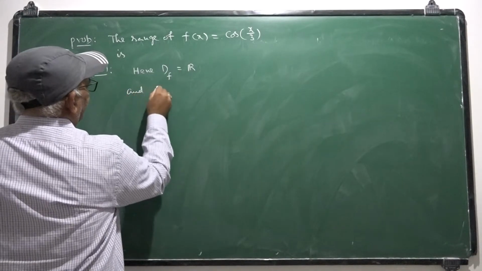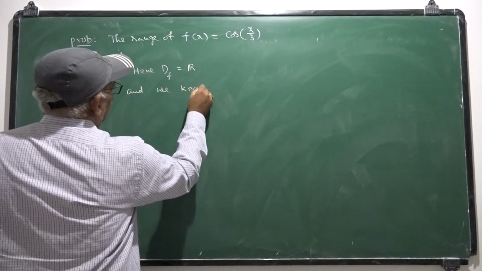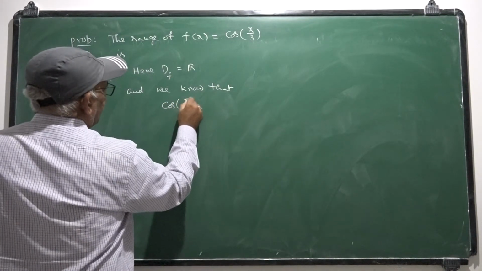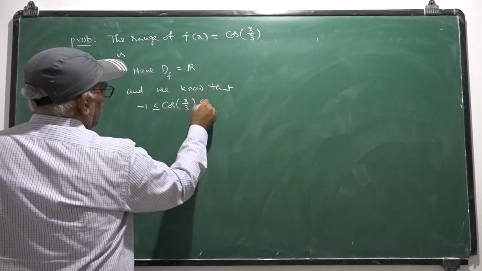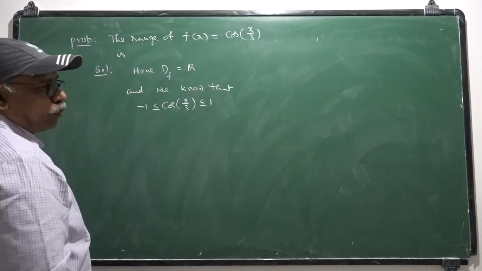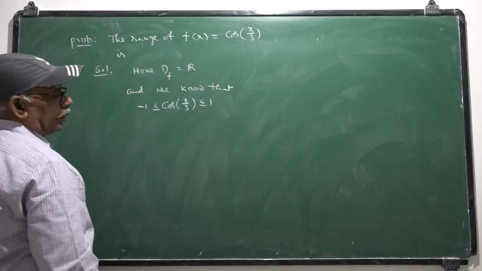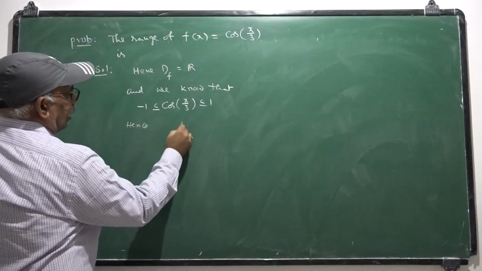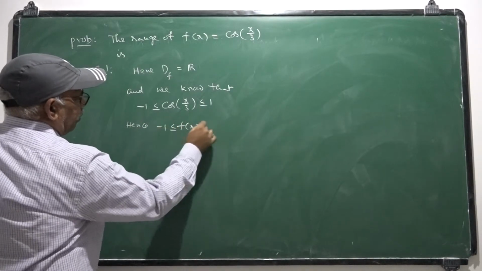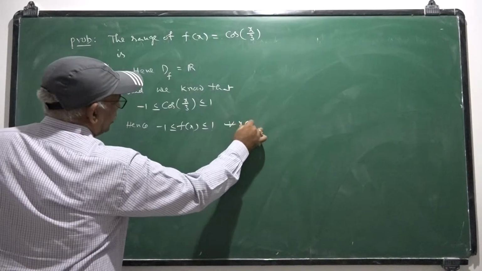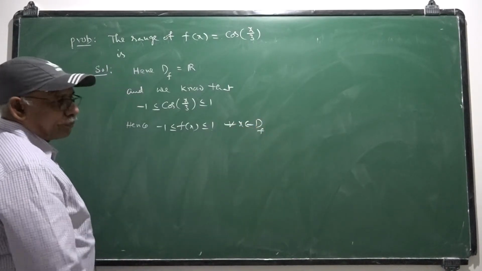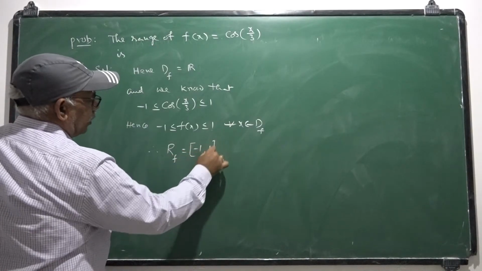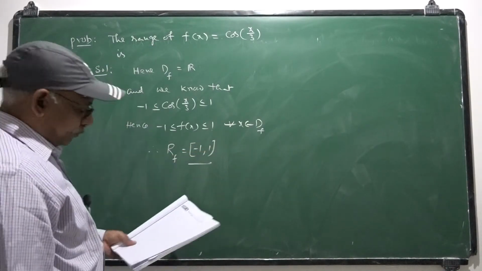And we know that cos of x by 3, for all real values of x, lies between -1 and 1. Hence, f(x) lies between -1 and 1 for all x that belongs to the domain of the function. So, the range of f is the closed interval [-1, 1] itself.